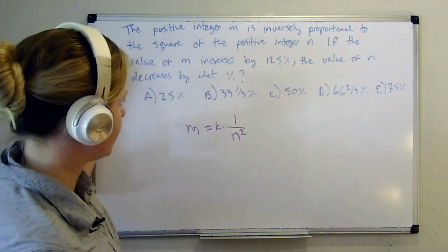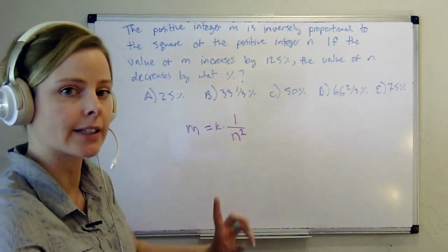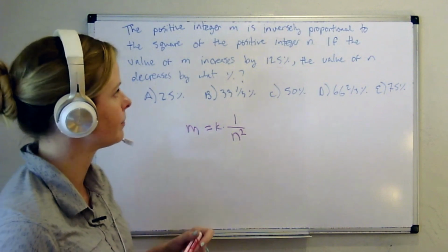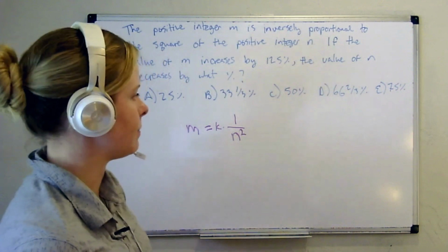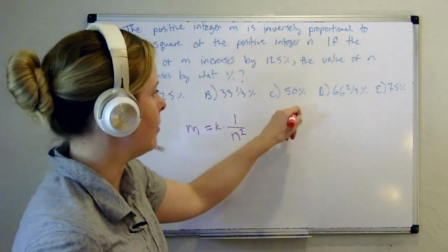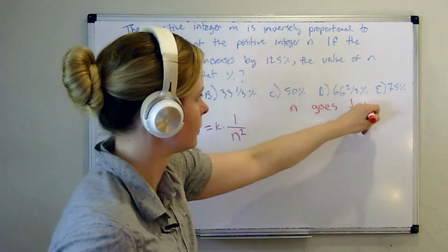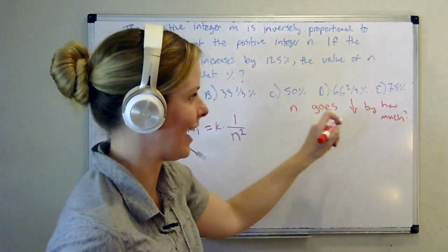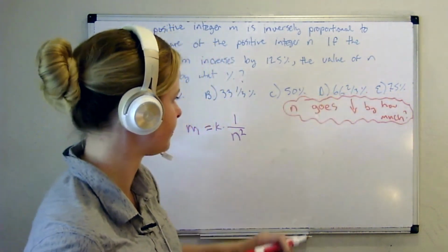Now, some stuff is going to happen to m, and then we're going to figure out what happens later, but I want to focus first on what this question is actually asking us to find, because it can get really, really squirrely if you don't have your head wrapped around that. So we're asked, the value of n decreases by what percent? And I'm going to really carefully write that out for myself before I get too far here. So n goes down by how much? Is what I'm going to write for myself as just a really good reminder to make sure that I'm solving for the correct thing here.